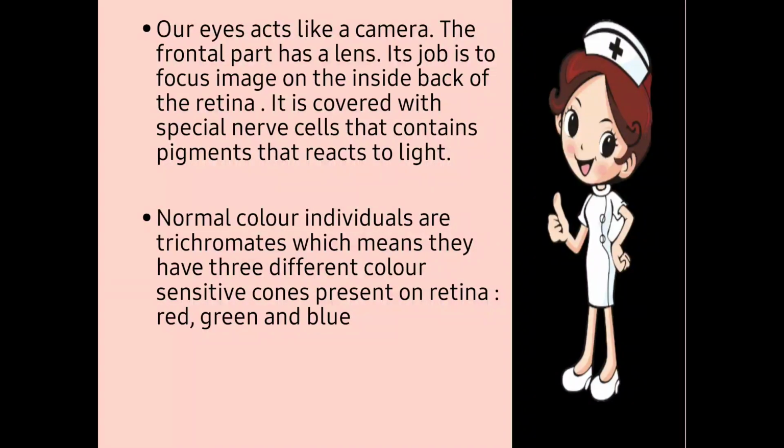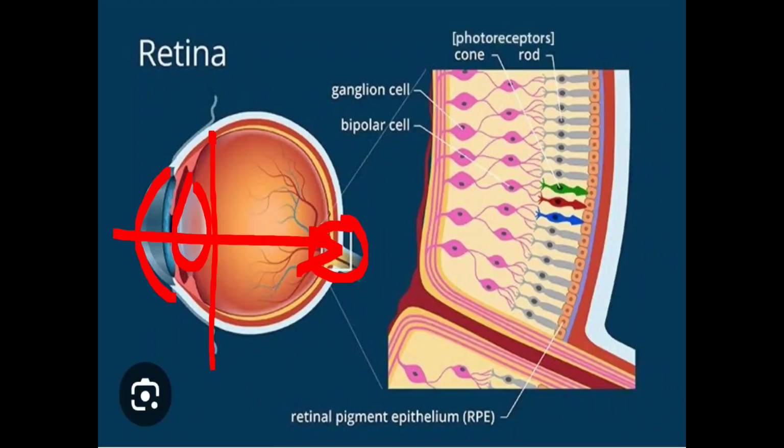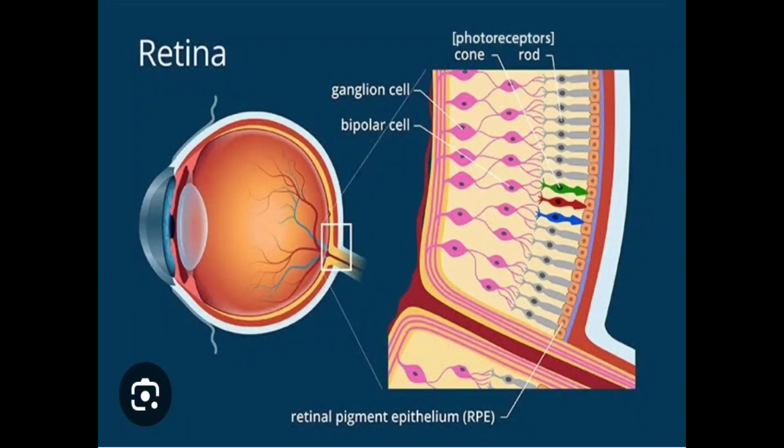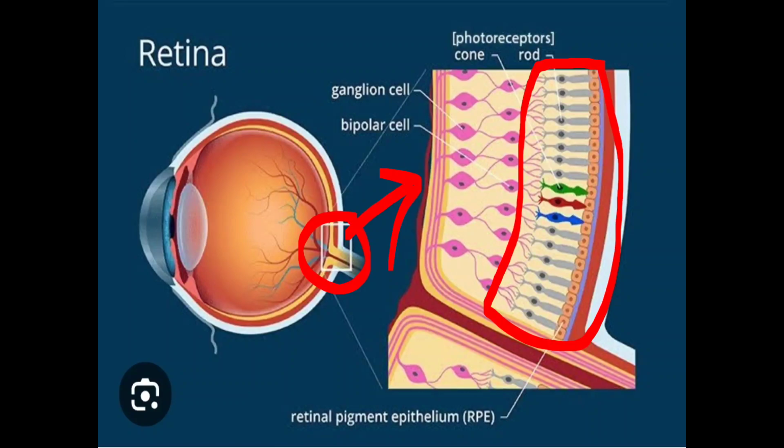The retina is lined with special nerve cells that contain pigments that react to light. This part is enlarged here, and the special pigments are present here. Now you can see that there are different types of cells. These black and gray cells are known as rods.